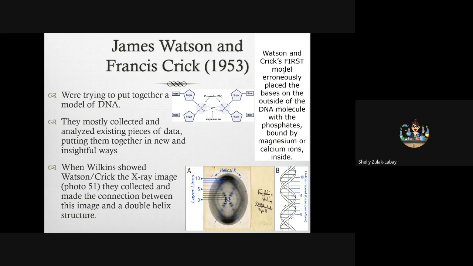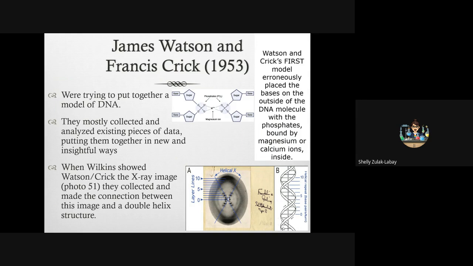Watson and Crick's first DNA model erroneously or incorrectly placed the bases on the outside of the molecule, just like Linus Pauling did. But based upon seeing this diffraction pattern in Rosalind Franklin's photo 51, they said, it should no longer be a triple helix model, and the bases should not be on the outside. It should be more like this. It should be a double-stranded molecule made up of nucleotides where the bases are on the inside, not on the outside.